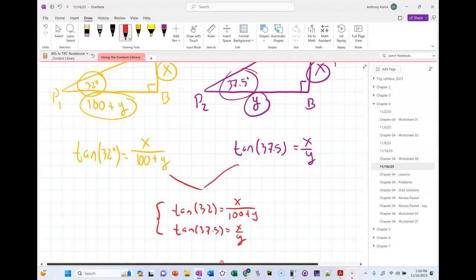Last year in Algebra 2, you would have talked about solving systems of equations. You would have talked about at least 3 methods to do so. Does anyone remember any one of those 3 methods?